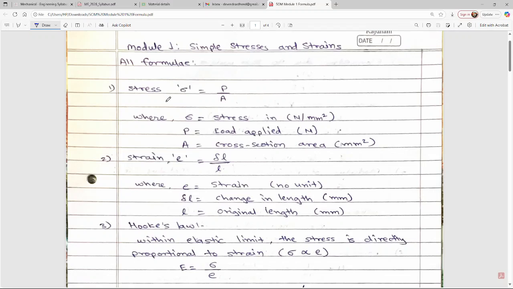Hello. Here I am explaining the formulas about simple stress and strain. This is module number 1. So the first formula is stress is equal to P upon A.